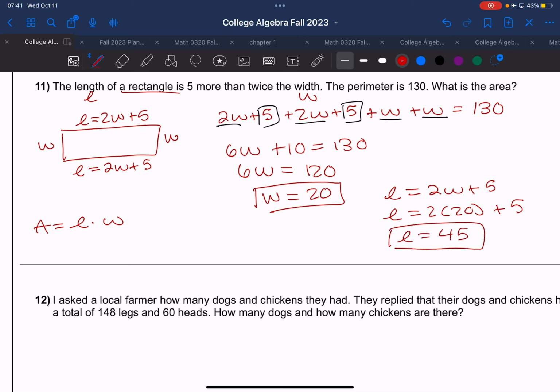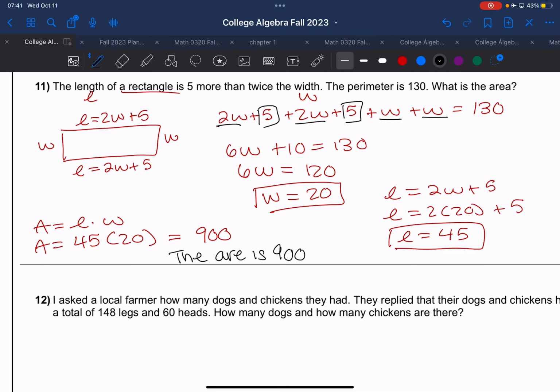So now that we have length and width, we can plug that into our area formula. Area is equal to length, which is 45, times width, which is 20. What's 45 times 20? 900. Okay, so what would our sentence be? The area is 900.